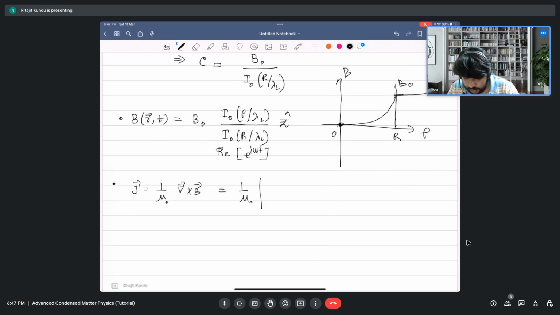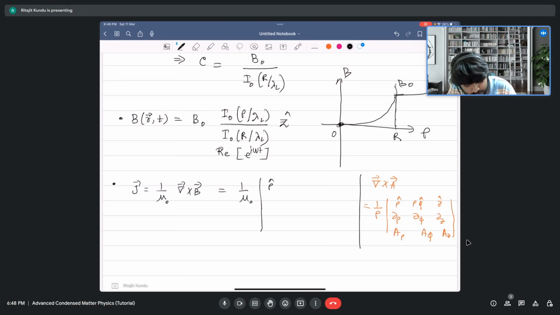So something like... okay, let me first quickly write this definition of some vector field, which is given by 1 by rho, rho hat, phi cap, z cap, del rho, del phi, del z, and then A rho, A phi, and A z. For our case A rho and A phi are 0, so we have to do a smaller amount of multiplications.